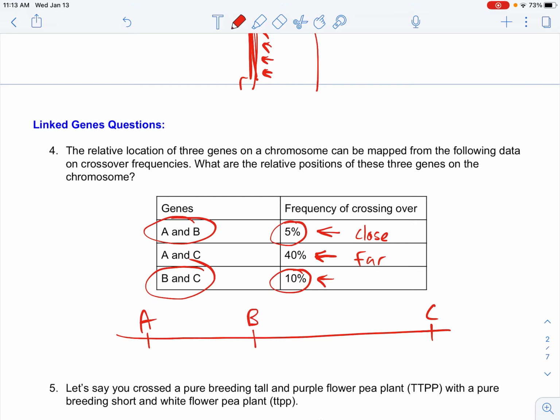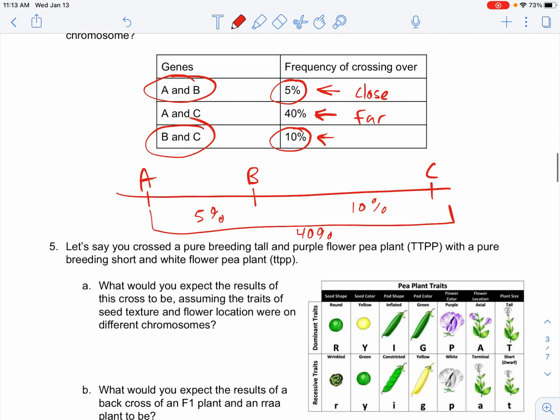So A and B cross over 5% of the time. B and C cross over 10% of the time. And A and C cross over 40% of the time. I know 5 and 10% added up doesn't equal 15. I just wanted to get you the idea. I just totally made up this question. So I probably could have written it better. But it just kind of shows the concept that you want to place the ones that cross over more frequently farther from each other, and the ones that cross over less frequently closer to each other.